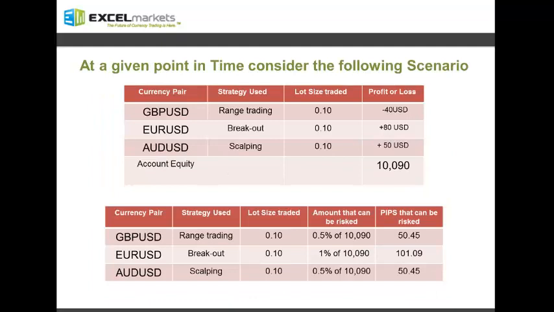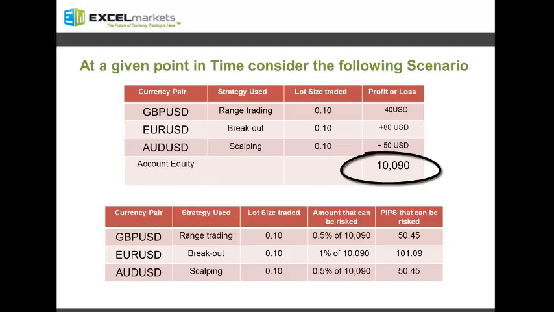Consider that at a given point in time, my pound dollar trade goes against me, while the other 2 continue to remain in profit. If the loss on the pound dollar trade is negative 40, while the gain on euro dollar is 80, and for Aussie is 50, my total account equity, which is the account balance plus minus the floating profit or loss, comes in at 10,090 US dollars.